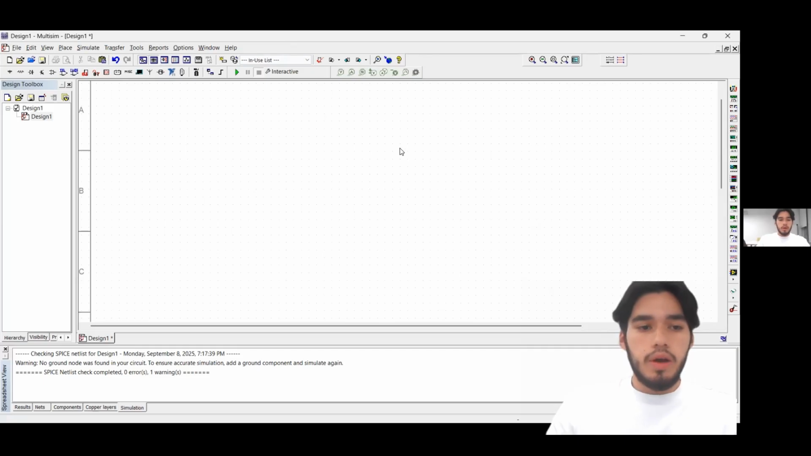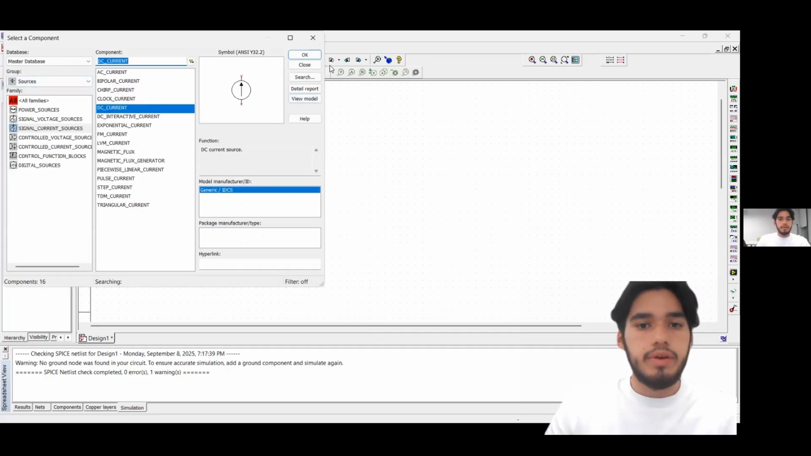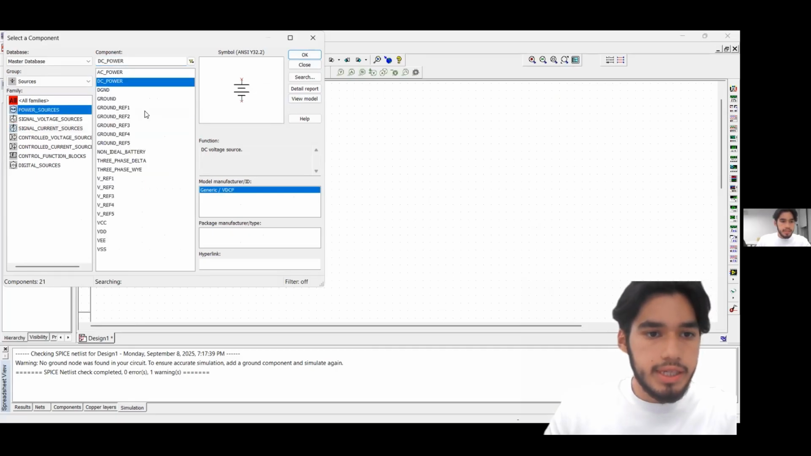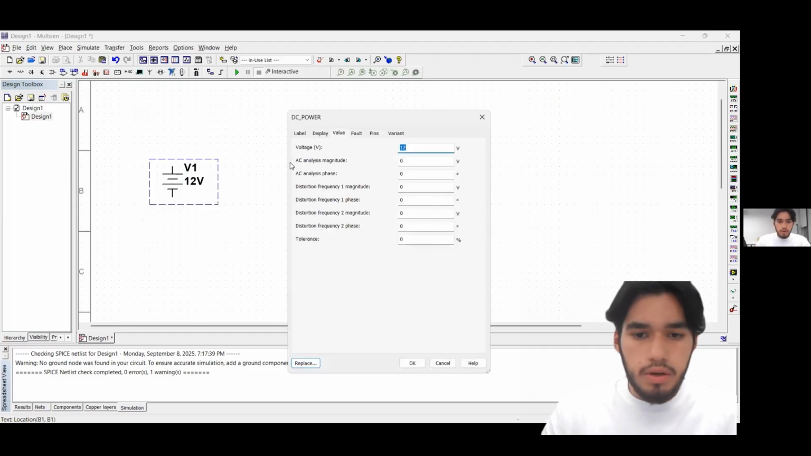Hi, first we're gonna solve the first problem. For this to happen, we're going to make our circuit. First of all, we're gonna go to power sources and add a DC power. This one is of 193 volts.